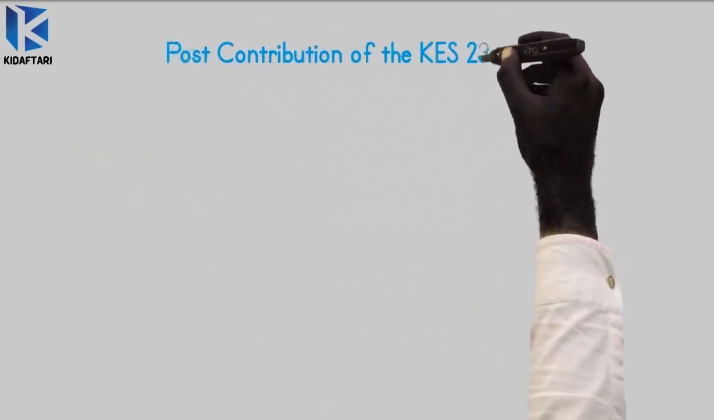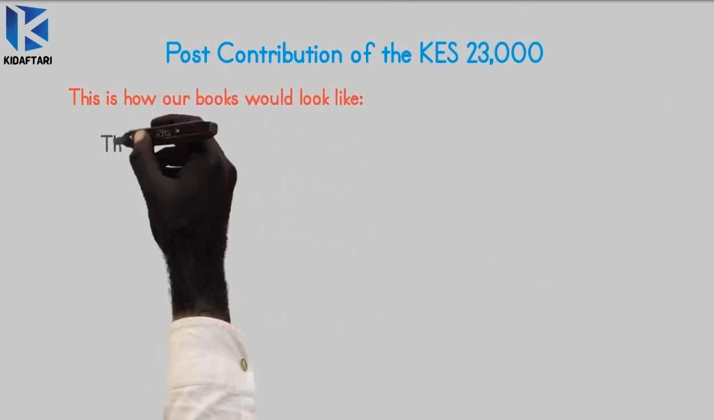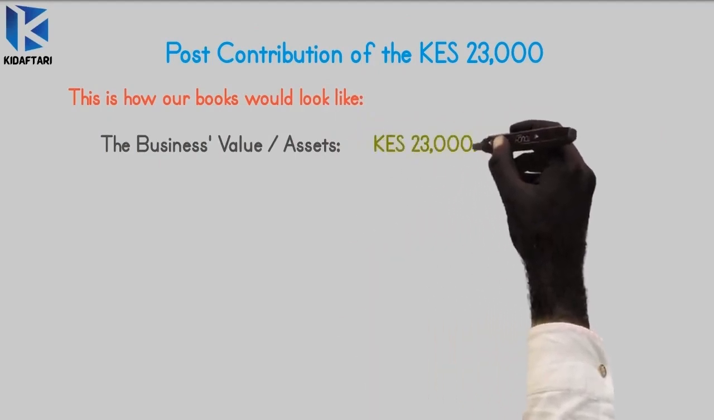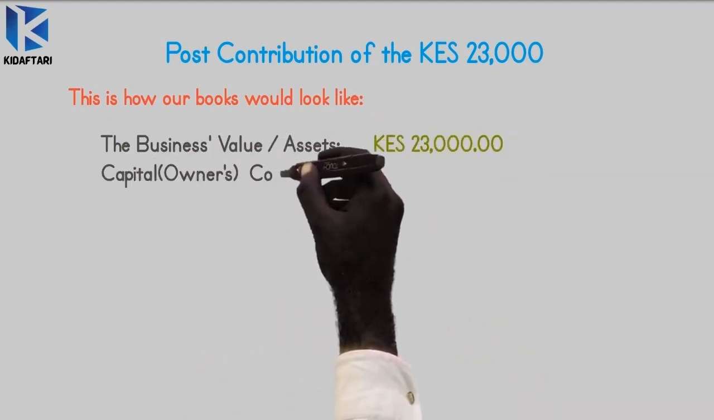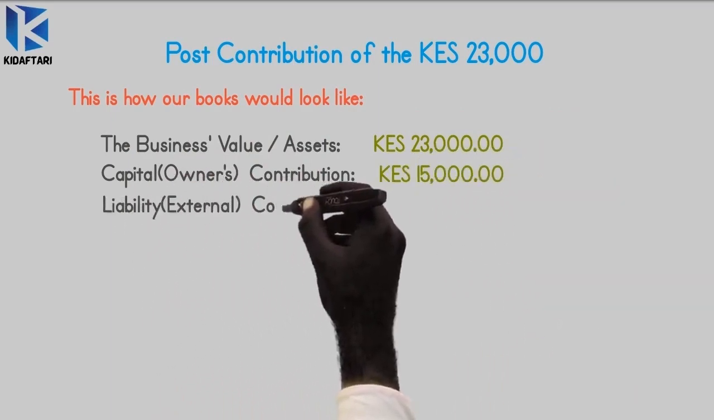Post contribution of the 23,000 Kenya shillings, this is how our books would look like. The business's value or assets would be 23,000 Kenya shillings. Capital contribution would be 15,000 Kenya shillings. And liability contribution would be 8,000 Kenya shillings.